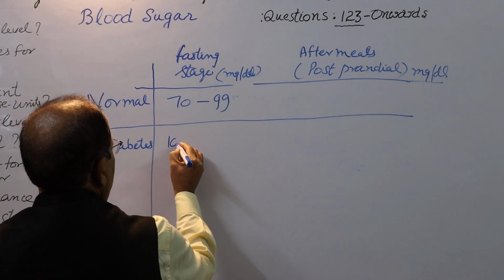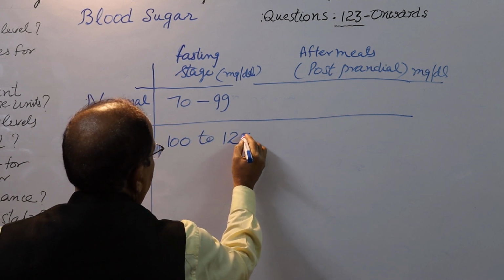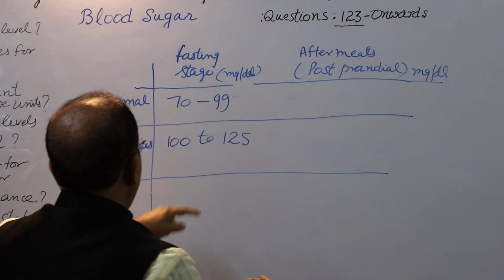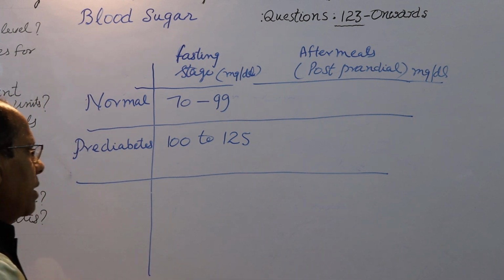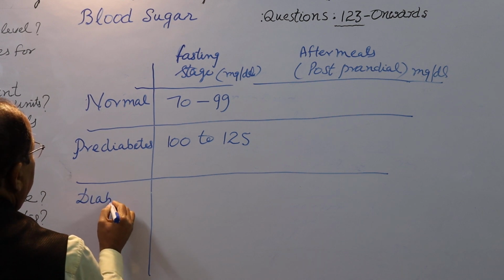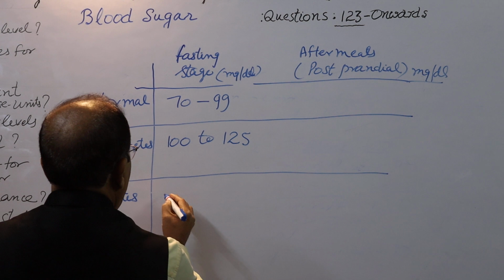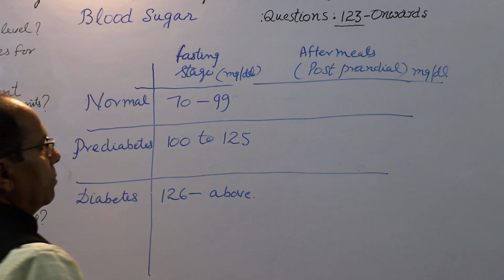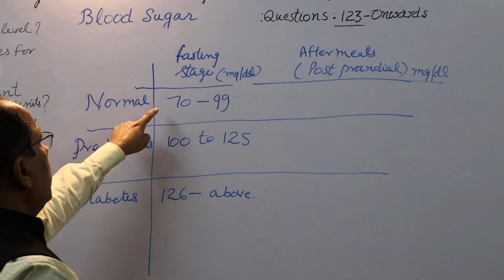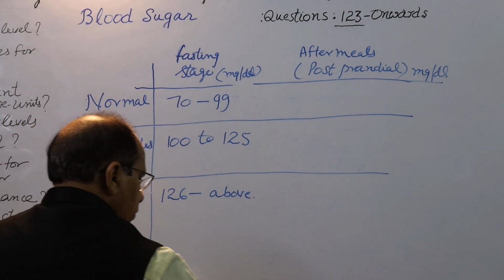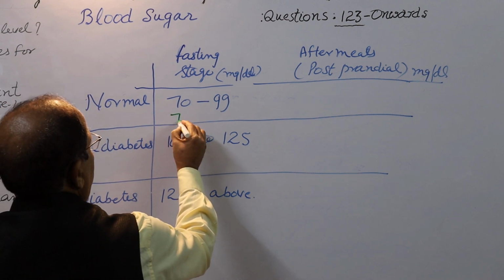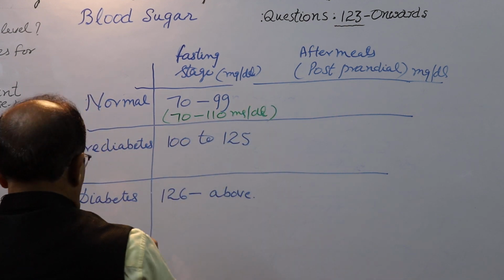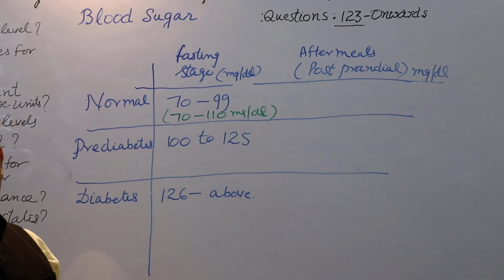It is from 100 to 125 mg per deciliter. Now if we cross this limit 125, then that is the stage of diabetes, that is called diabetes, meaning 126 mg per deciliter and above. Many medical authorities also consider the normal range to be from 70 to 110. You will also come across this limit considered as normal stage.